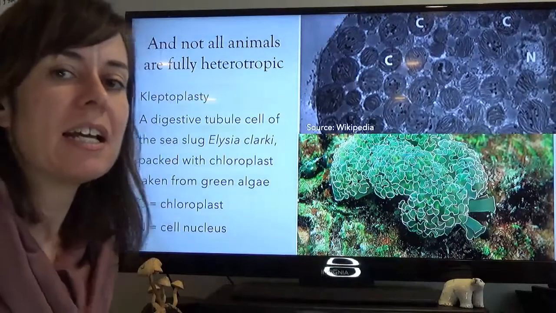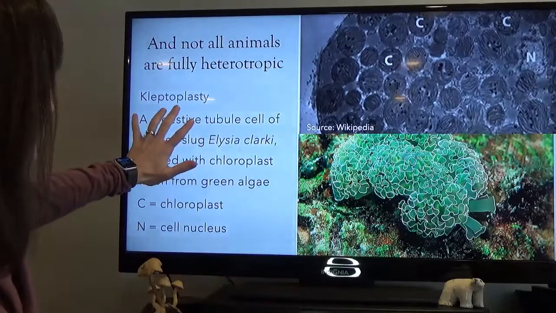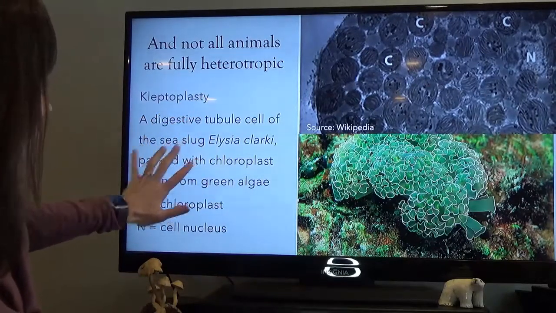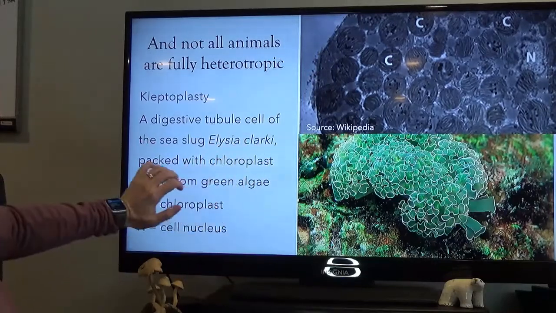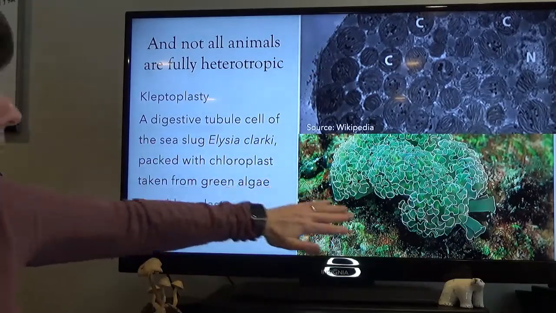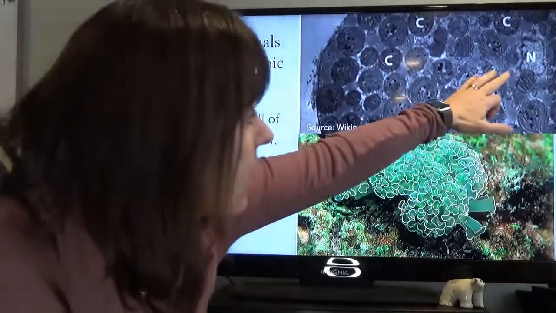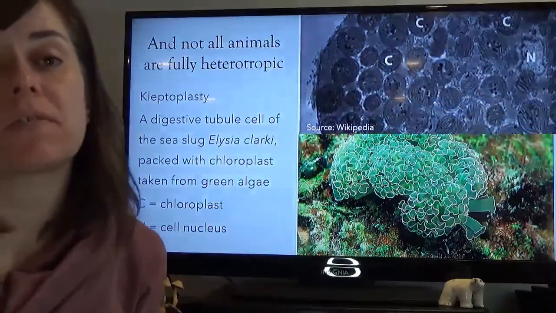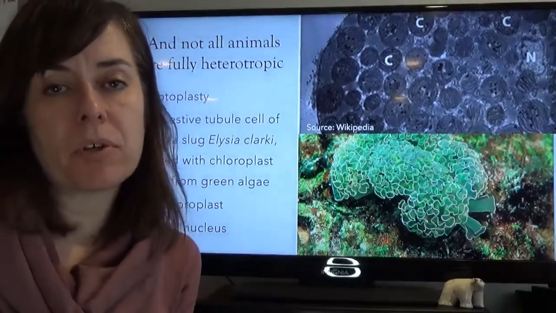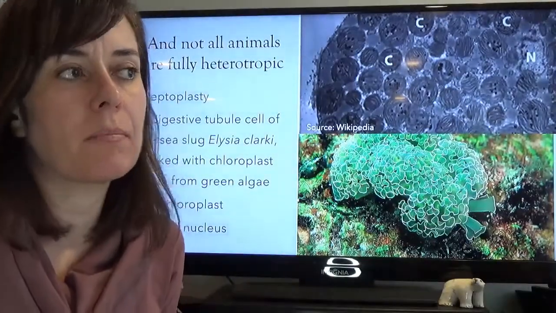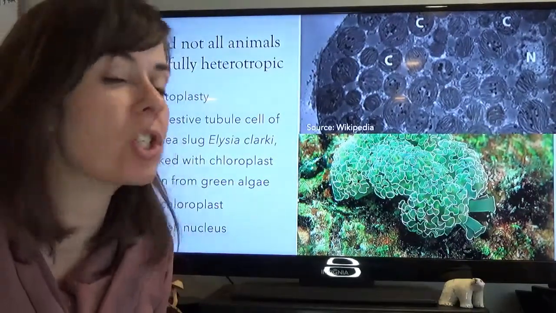So stealing the plastids from something else. And we know that that's something that has happened in various evolutionary changes. Okay, so this is the digestive tubule of a sea slug, Elysia clarki, packed with chloroplasts taken from this algae that we can see this sea slug feeding on. So the C's are chloroplasts, and the N is the cell nucleus of that digestive tubule. So pretty neat. So we have some animals that are able to actually use photoautotrophic mechanisms to support some of their nutrition, not all of it, of course.